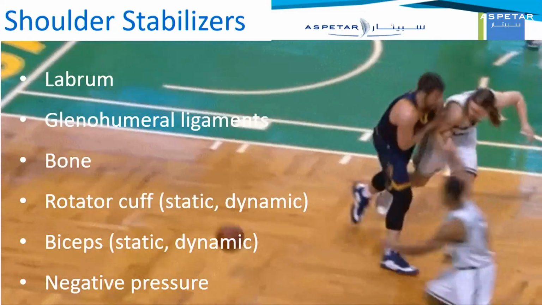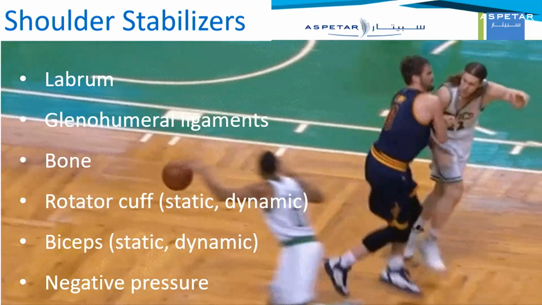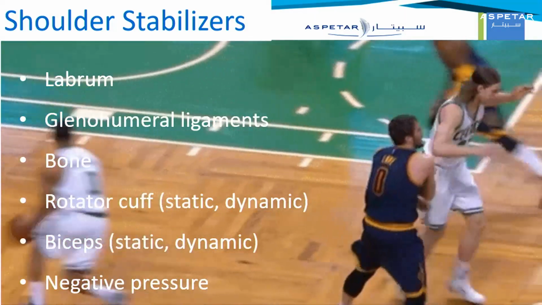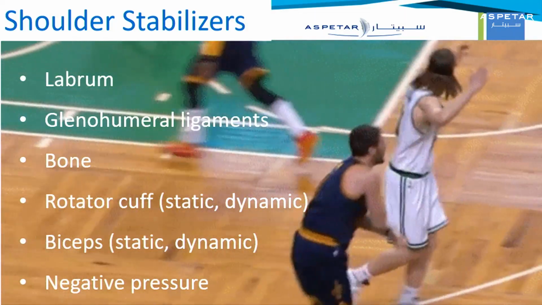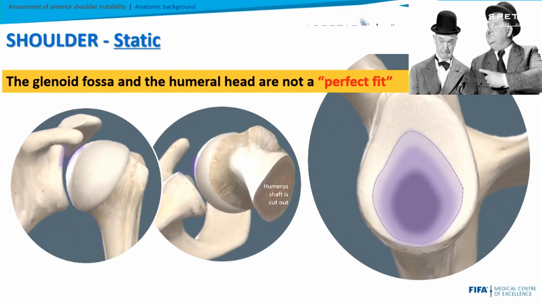In different angles, they work differently. But unluckily, the least effective is the bone. Why? The glenoid fossa and the humeral head are not the perfect couple, like Laurel and Hardy.